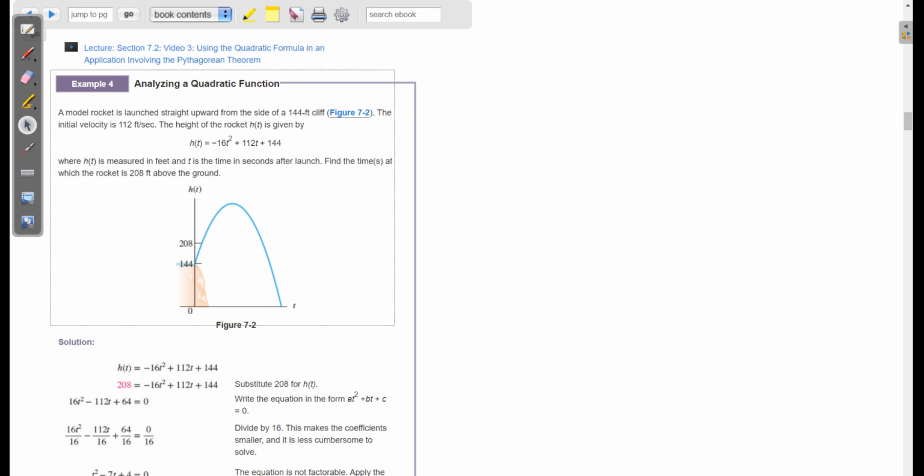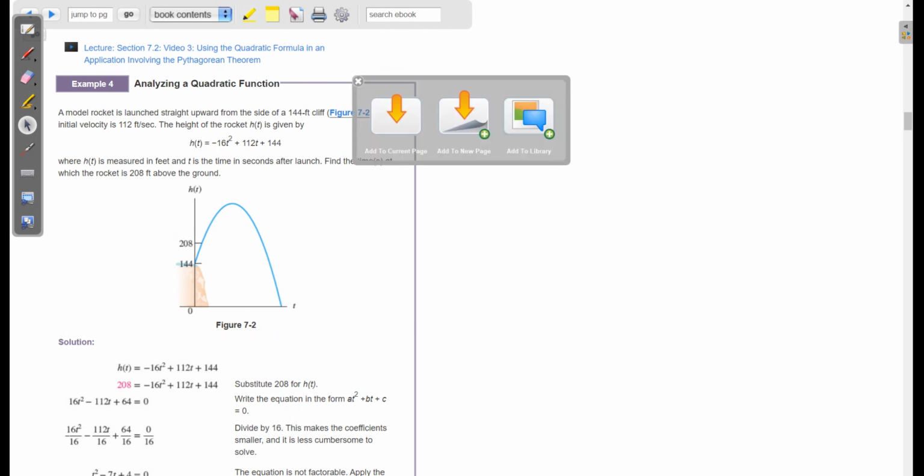Alrighty, so here we go. The problem is simply: a model rocket is launched straight upward from the side of a 144-foot cliff. The initial velocity is 112 feet per second. The height of the rocket, h of t, is given by our formula there, where h of t is measured in feet, and t is the time in seconds after launch. Find the time when the rocket is 208 feet above the ground.